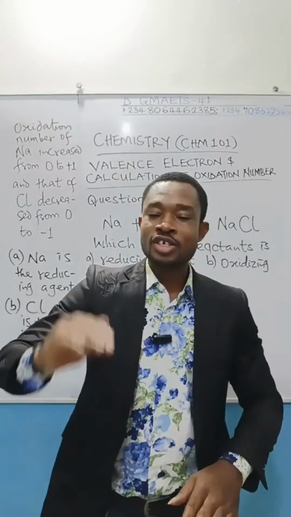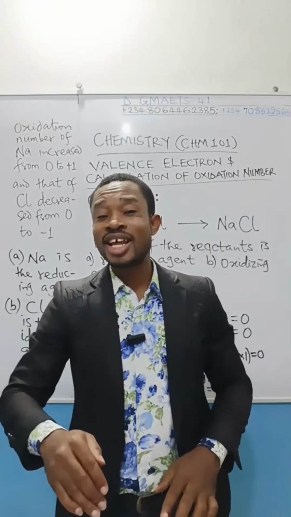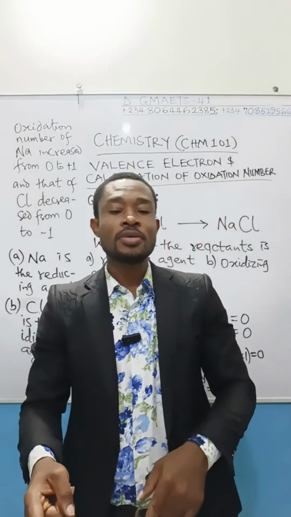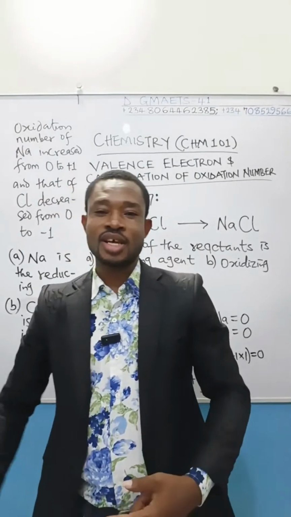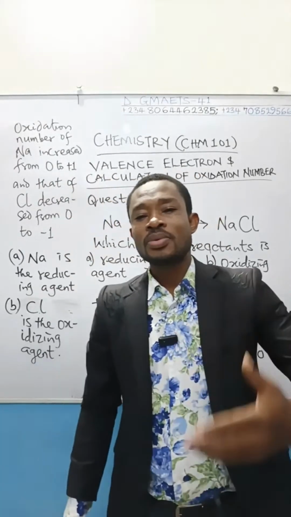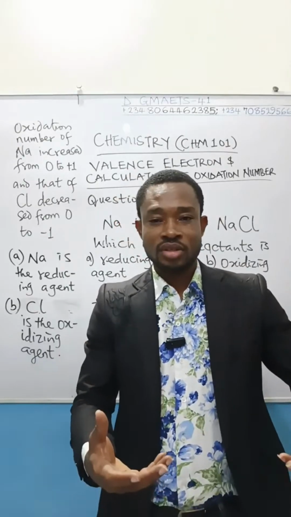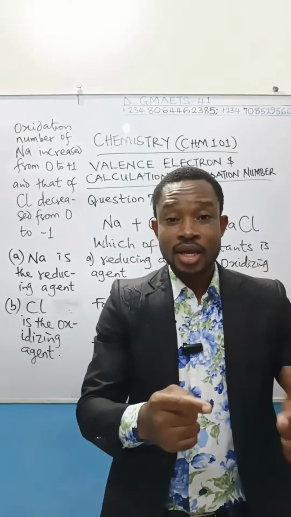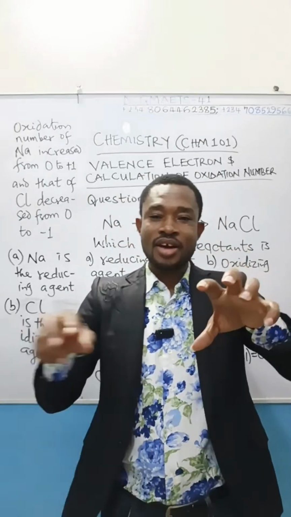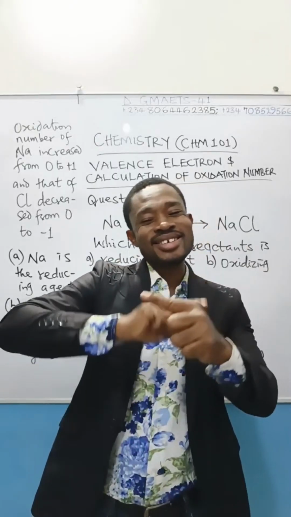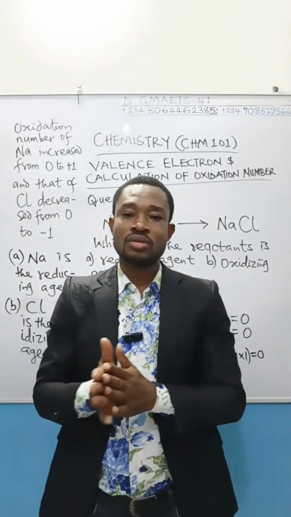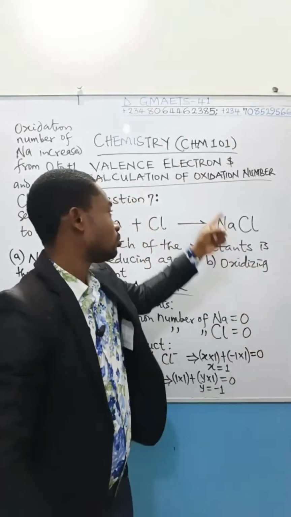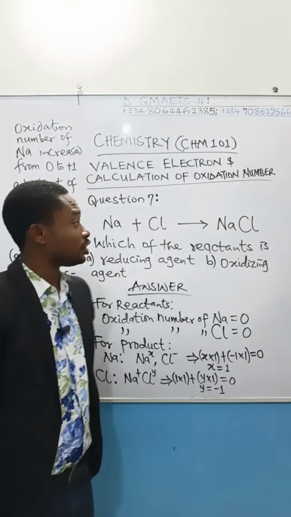When something undergoes reduction, you conclude that that substance has been reduced. Therefore, the substance becomes opposite, oxidizing agent. And when a substance undergoes oxidation, you conclude that that substance has been oxidized. Therefore, that substance in that reaction becomes a reducing agent. All of this knowledge from oxidation number calculation.